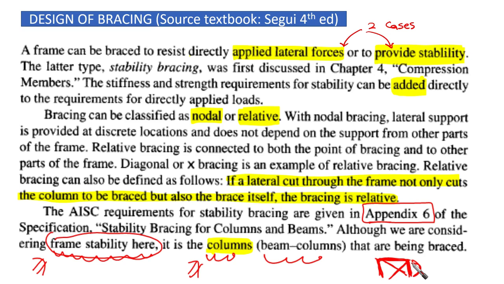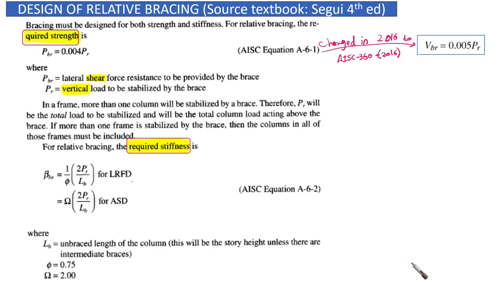Now let's go to the design of relative bracing. This is the design of relative bracing. Maybe this is the end part of this lecture. So bracing must be designed for both, as we said, strength and stiffness. We are talking here about design of relative bracing. This is what we are going to talk about, and this is what the example that we're going to explain next time is going to be based upon. So for relative bracing, we need to put a requirement for strength, and we need to put a requirement for stiffness.